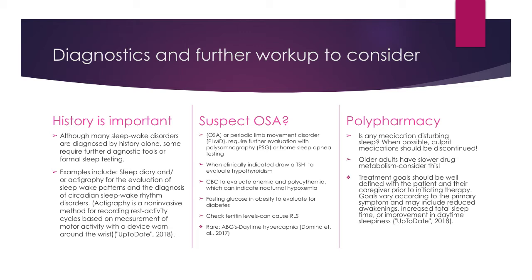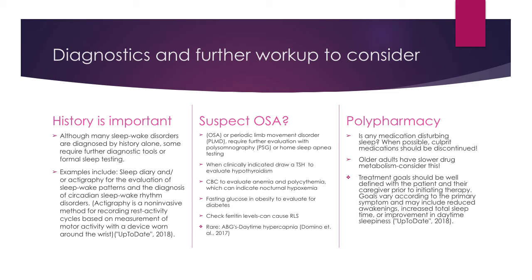If you do suspect obstructive sleep apnea, you want to do a home sleep apnea test or refer them to a sleep specialist for a sleep study. When clinically indicated, we need to draw a TSH level to evaluate for hypothyroidism. We need to do a complete blood count to evaluate anemia or polycythemia, which can indicate nocturnal hypoxemia.